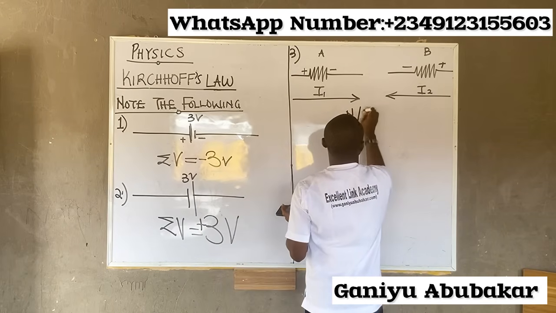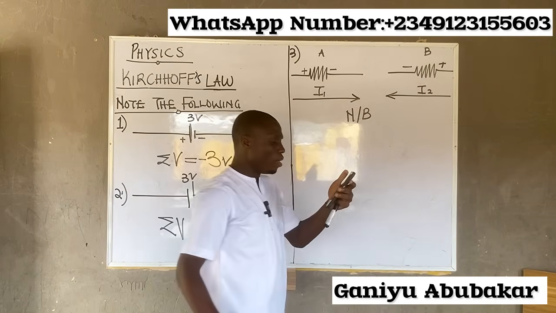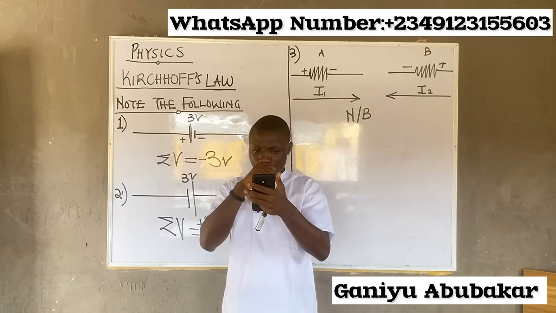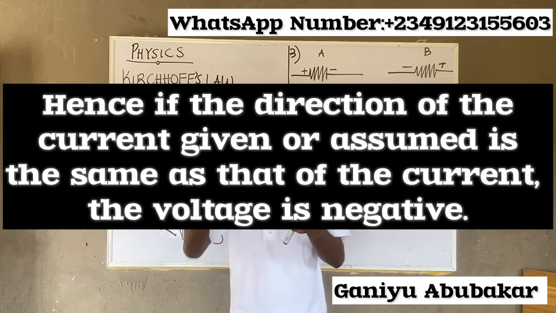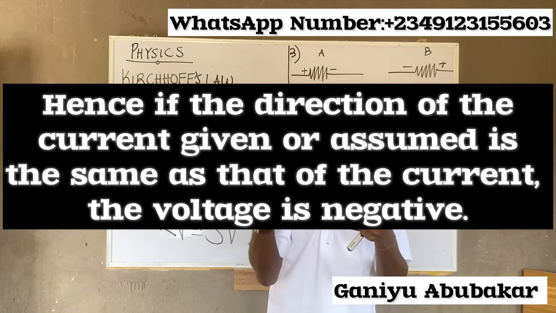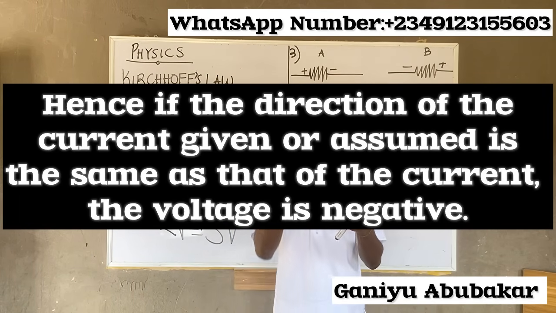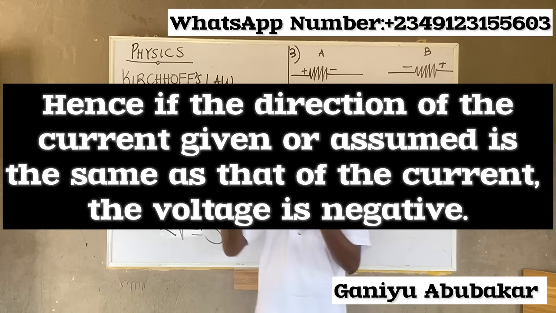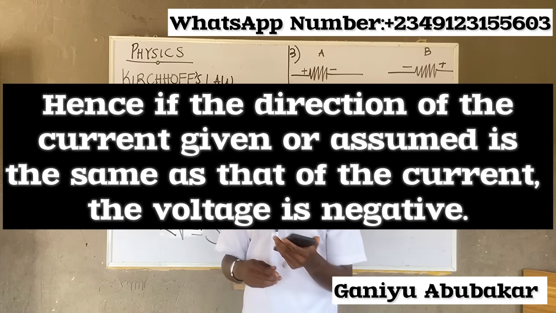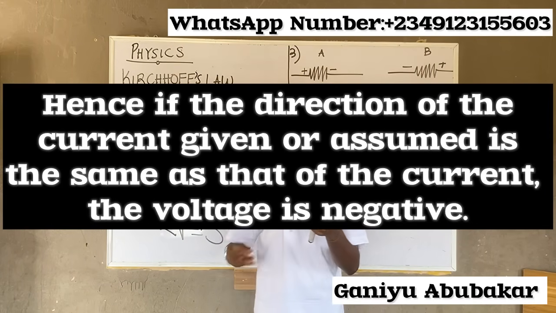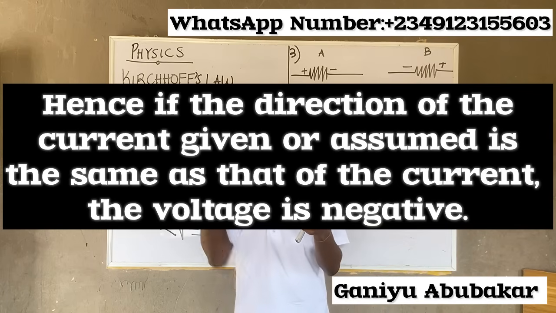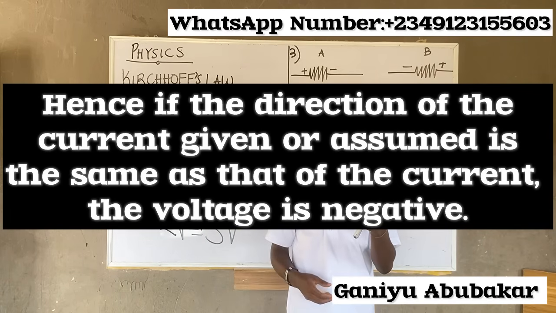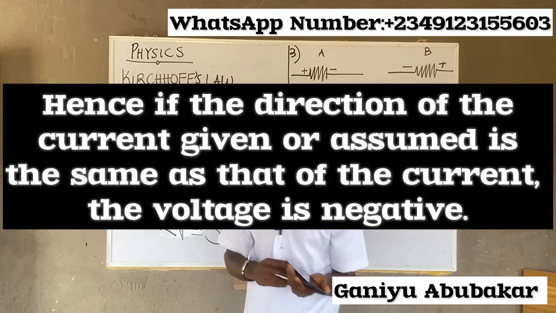Note this, please. Hence, if the direction of the current given or assumed is the same as that of the current, the voltage is negative. I said, if the direction of the current given or assumed is the same as that of the current, the voltage is negative.